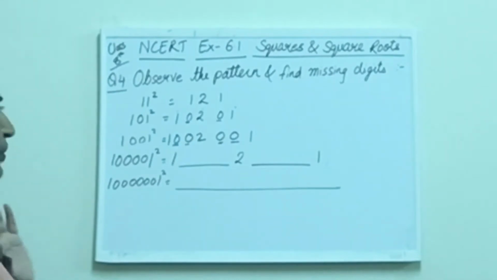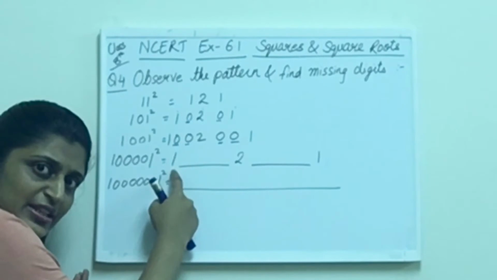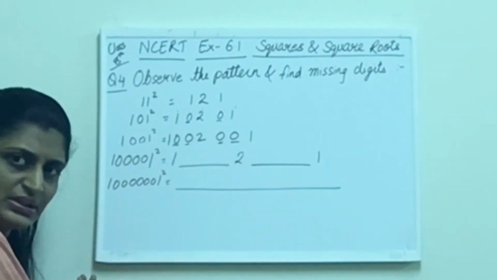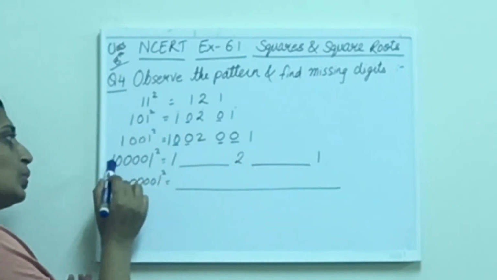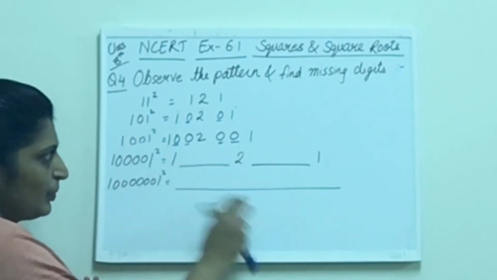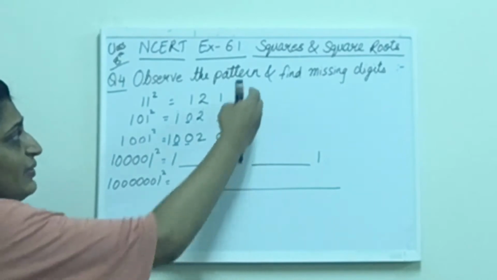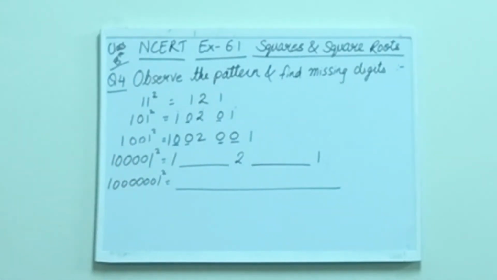So what we are observing is that there is 1 at the first place, followed by the number of zeros, then it is 2. There is 2 because there are 2 ones, 1 and 1 makes 2. Then again following with the number of zeros and then 1, as we can see in the above 3 numbers. The same goes with this.